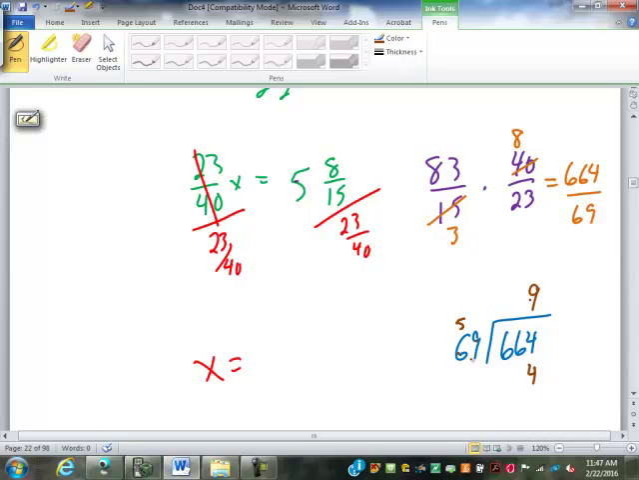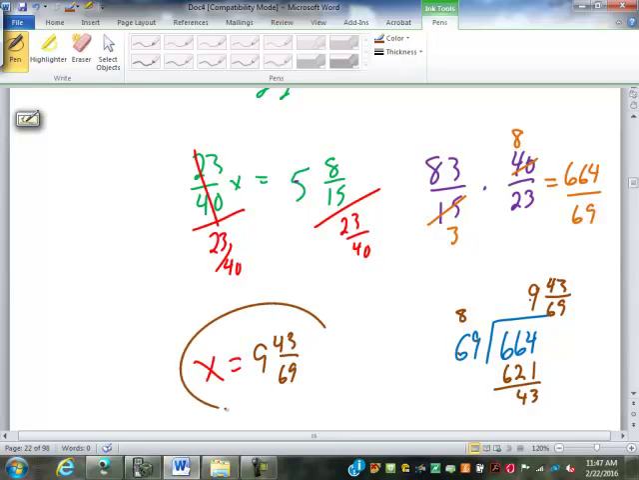9 times 9, I get that wrong. 9 times 9 is not 54. 9 times 9 is 81, so 1 carry the 8. 9 times 6 is 54, plus 8 is 62, with 43 left over. So I'm getting 9 and 43/69.